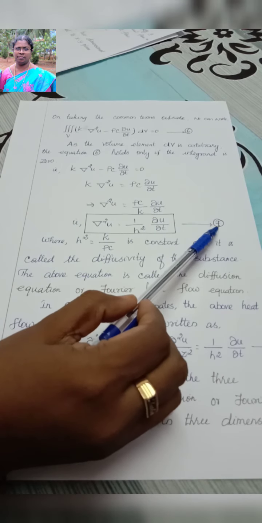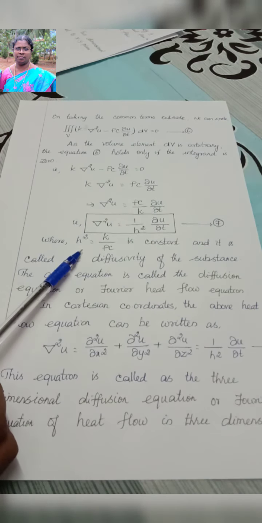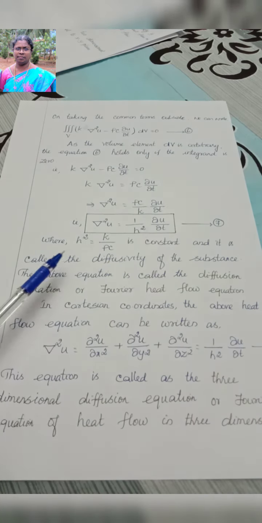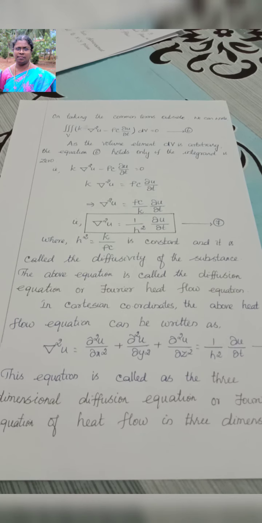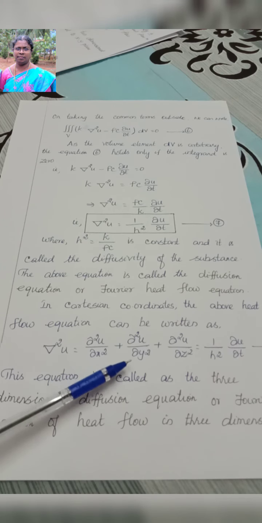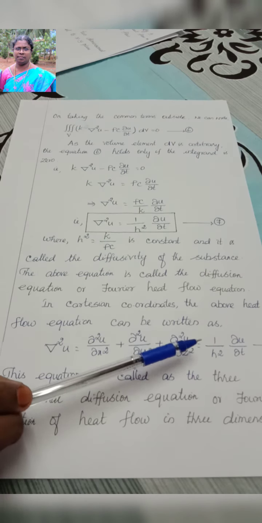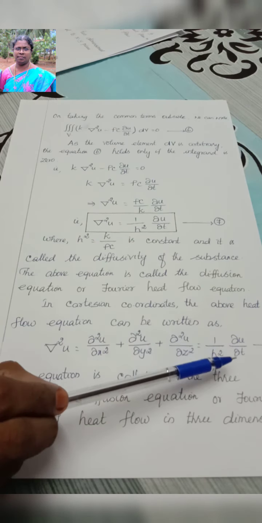This is equation number 7, where h square is equal to k divided by rho c, a constant, and it is called the diffusivity of the substance. The above equation is called the diffusion equation or Fourier heat flow equation. In terms of Cartesian coordinates, the above heat flow equation can be written as del square u is equal to dou square u by dou x square plus dou square u by dou y square plus dou square u by dou z square, which is equal to 1 by h square into dou u by dou t.